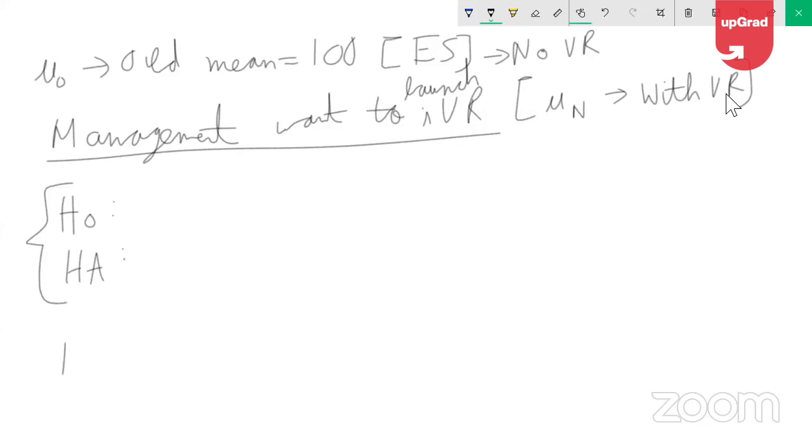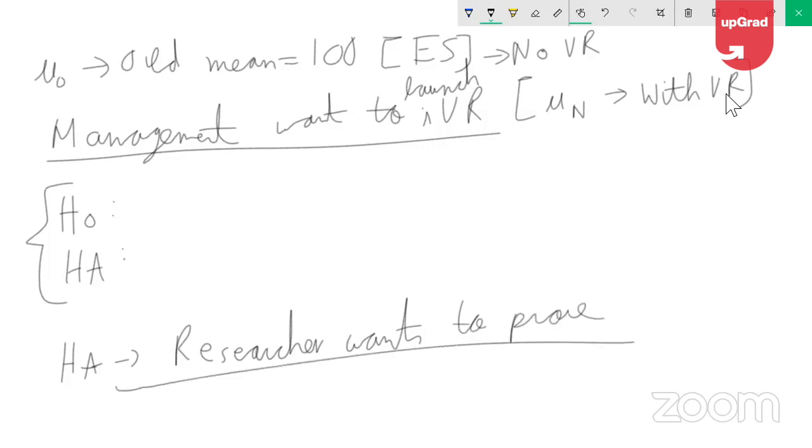Basically, the alternate hypothesis is what the researcher wants to prove. So you always look at an alternate hypothesis from the researcher's point of view, from the statistician's point of view. Whatever the statistician is trying to prove, that is the alternate hypothesis.